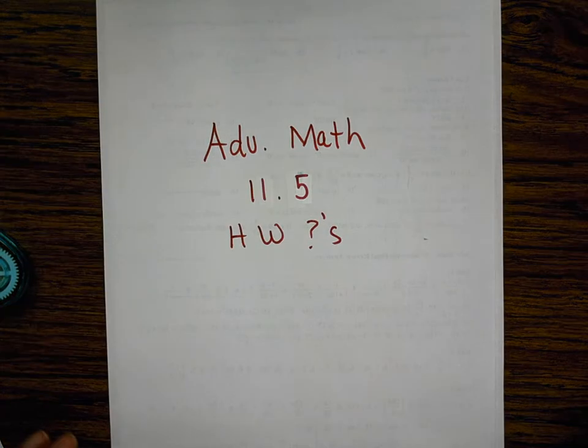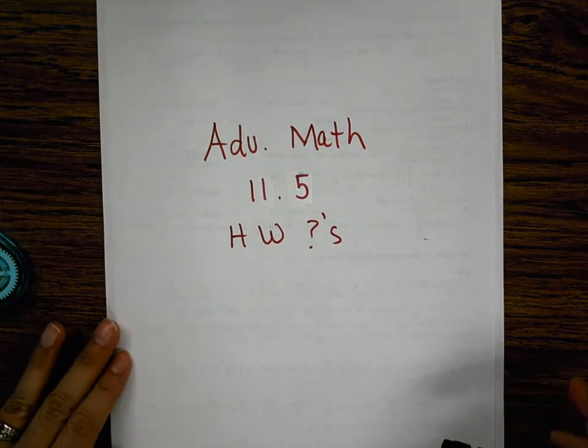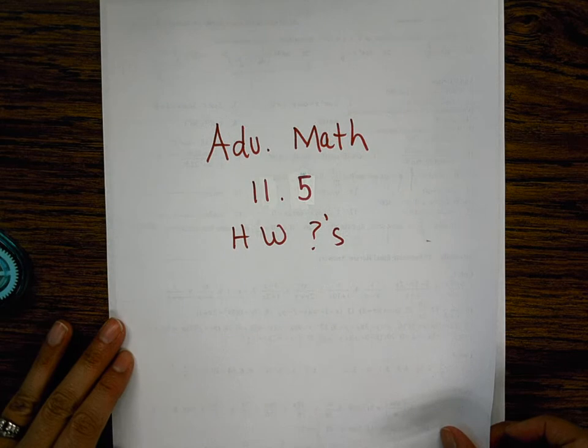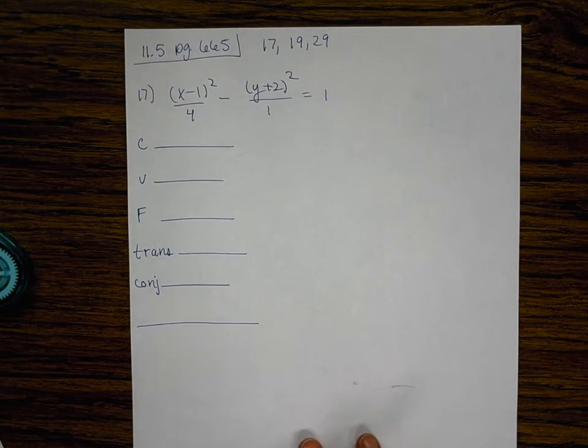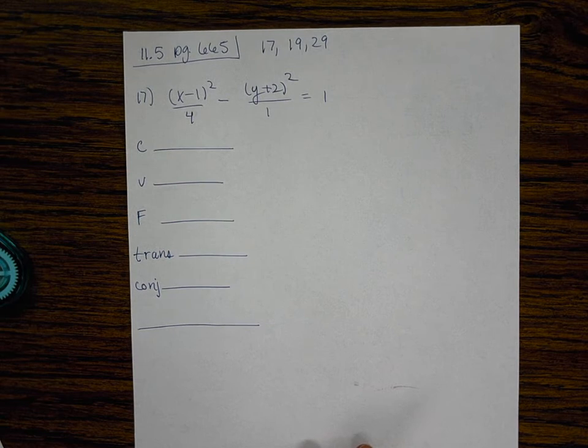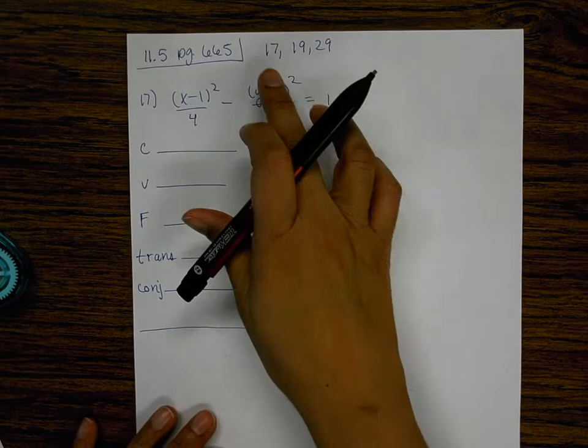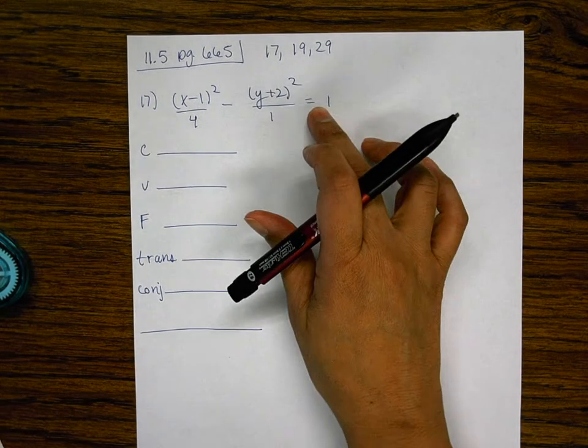This is Advanced Math 11.5 homework questions. That's Advanced Math, Unit 11, Lesson 5 homework questions. And from this assignment, it's page 665 in your textbook. And I'm going to do these three problems, starting with number 17.